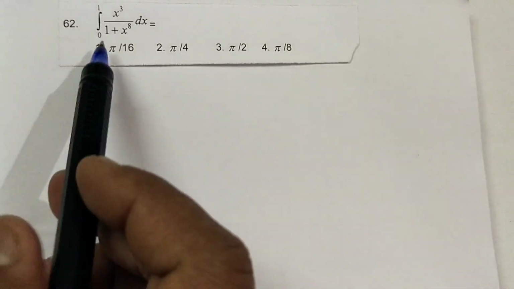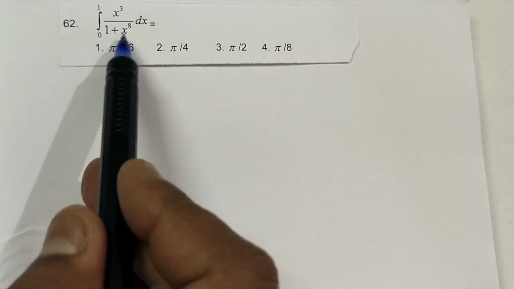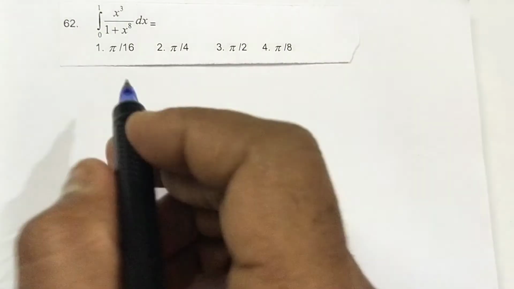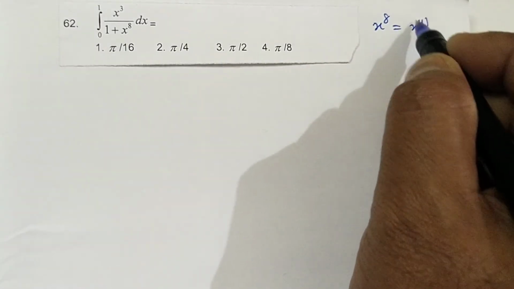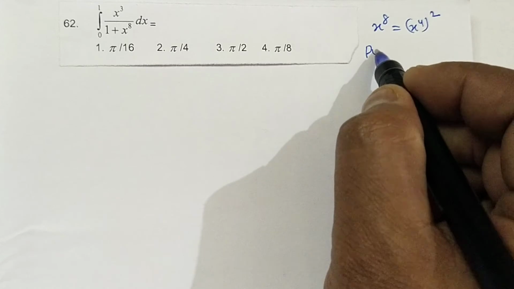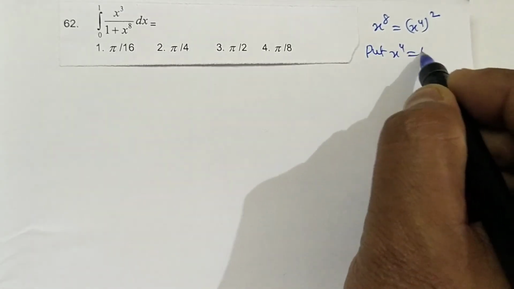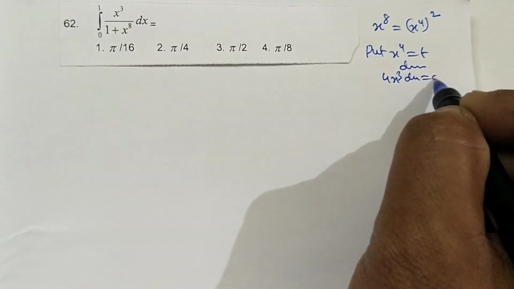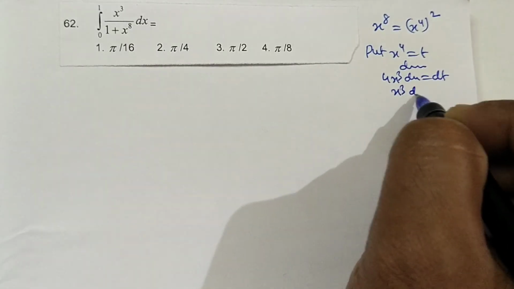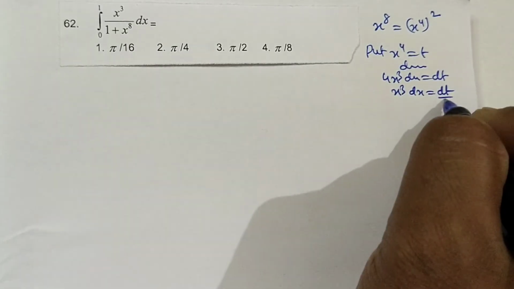So the next question, integral 0 to 1 x cube by 1 plus x power 8 into dx. So here x power 8 can be expressed as x power 4 whole square. After that, put x power 4 is equal to t. Differentiate with respect to x. 4x cube into dx is equal to dt. So x cube dx is equal to dt by 4.